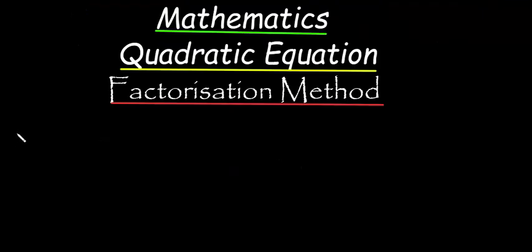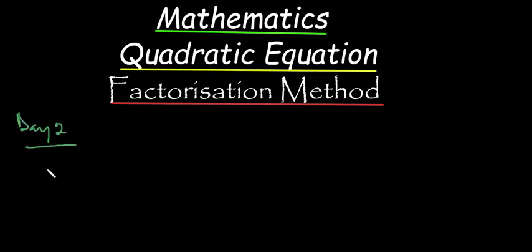On day 1, we looked at the factorization method. Under factorization, we looked at when the value of a equals 1. Our quadratic equation is of the form ax squared plus bx plus c. On day 1, we looked at when this value is 1. So we worked on different scenarios and solved different examples to make sure that you understand how to factorize when the value of our a is 1.